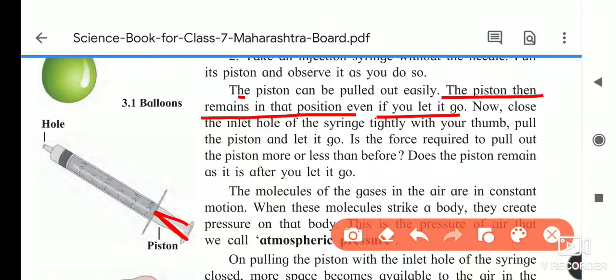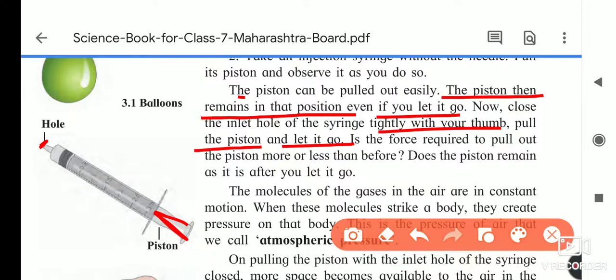Now close the inlet hole of the syringe. This is the inlet hole of the syringe that we have to close tightly with our thumb. Now pull the piston and let it go. What you observe is that the piston moves automatically, it goes inside.